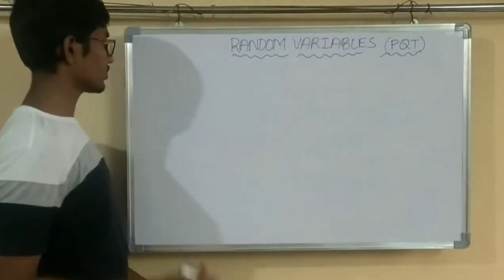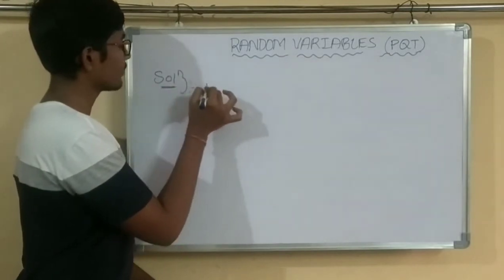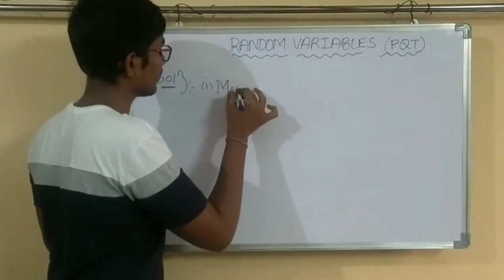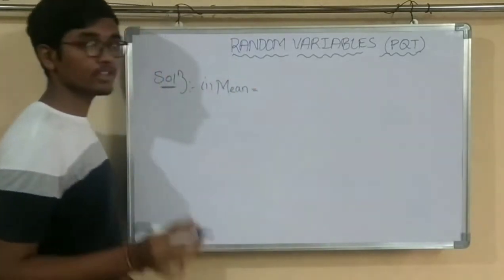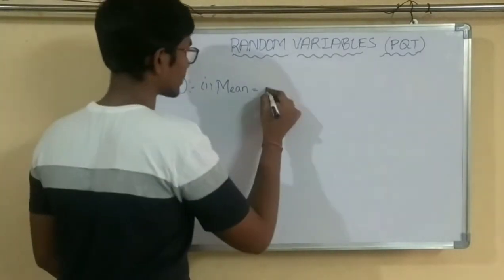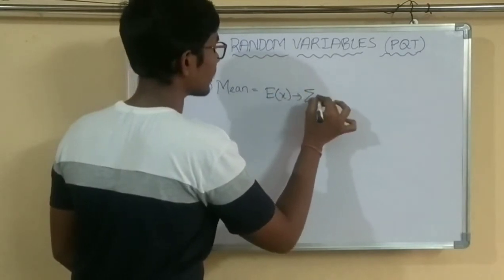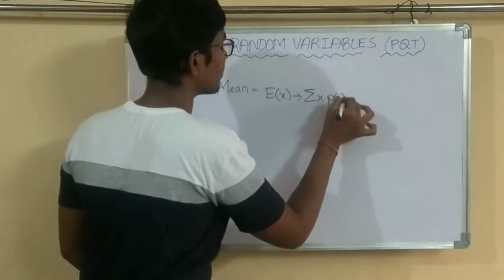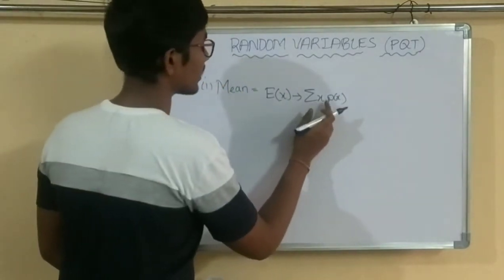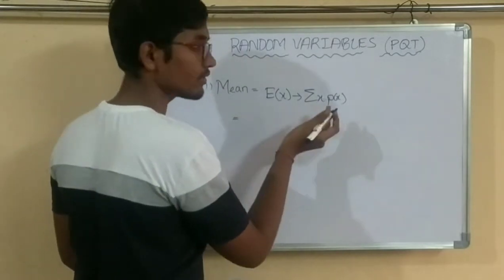For the first question, the solution: first, what they have asked is the mean for the data. What is the formula for the mean of a discrete random variable? The mean is the expectation of x, that is nothing but the summation of x into P of x. So now you have to find the sigma of x into P of x.